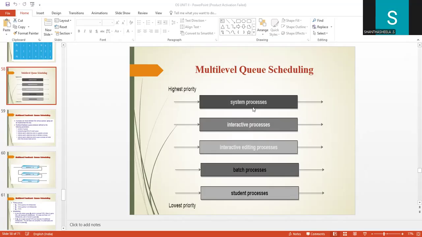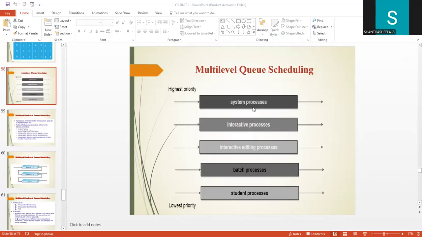As an overview, multi-level queue means the ready queue is sectioned, or partitioned, into several queues, and scheduling among the queues is implemented using the fixed priority scheduling algorithm. Within a queue, the scheduling between the processes can be done using FCFS, shortest job first, priority, or round robin scheduling. So this is about multi-level queue scheduling.